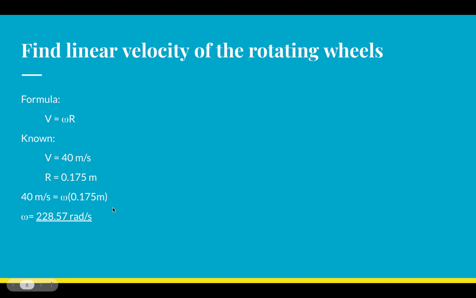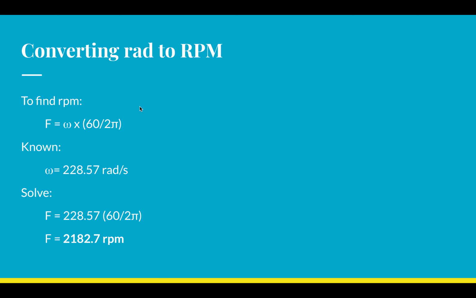228.57 radians per second. And now we'll just convert radians per second to RPM, and to do that we'll use this formula: frequency equals angular velocity times 60 seconds over 2 pi. Our known is the angular velocity, which we just found is 228.57 radians per second. And so we'll just plug that into the angular velocity symbol. And when we plug that into our calculator, we find 2182.7 RPM.